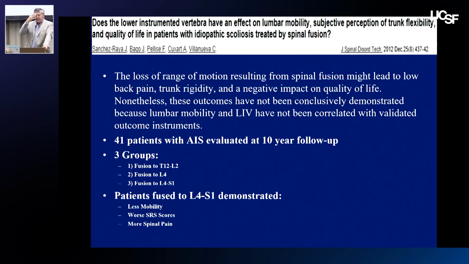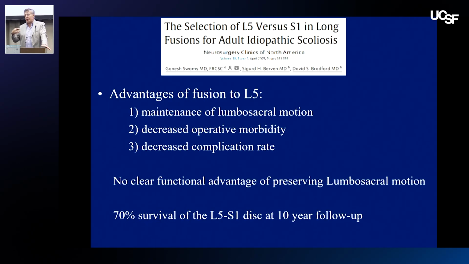With regard to function, this is a paper that came out of the Spanish group. Ferran Pellicer was part of this. But looking at patients fused at a thoracolumbar junction with an LIV, thoracolumbar L3 versus lower sacrum, or L4 to S1. And in general, the longer the fusion, the less mobility, worse SRS scores, more spinal pain. So there is some evidence to suggest that fusing short of the sacrum may make a difference.